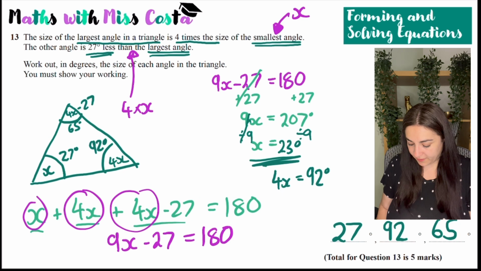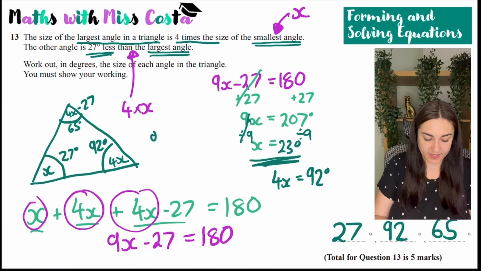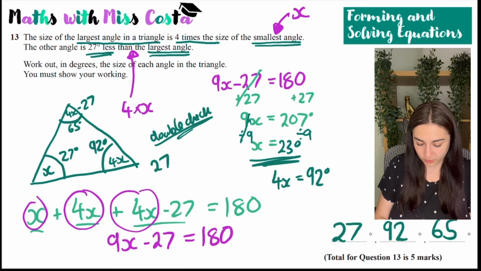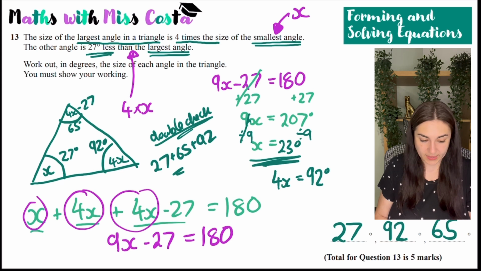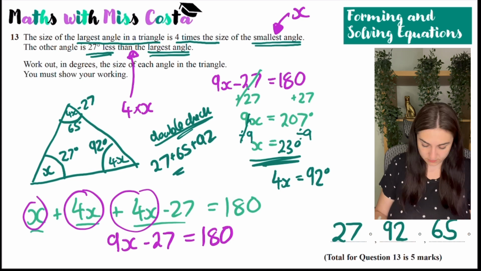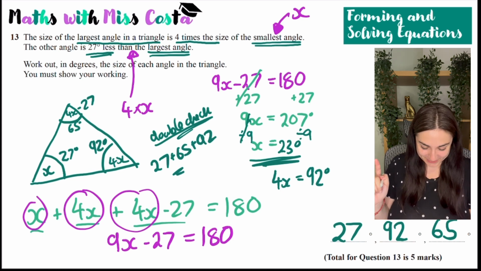Now, to double check that I've done everything right, I know that all of the angles must sum to 180. So 27, so double check. It's always good to double check your working. 27 plus 65 plus 92 equals... Oh, and this is why it's really good to double check. So I've clearly done something wrong.